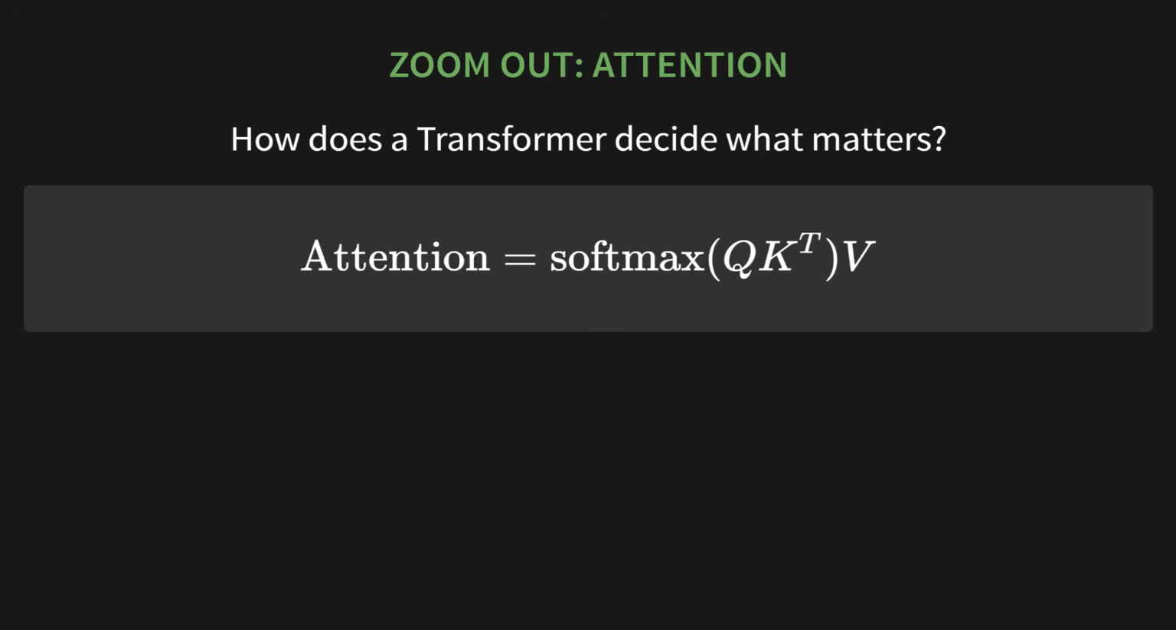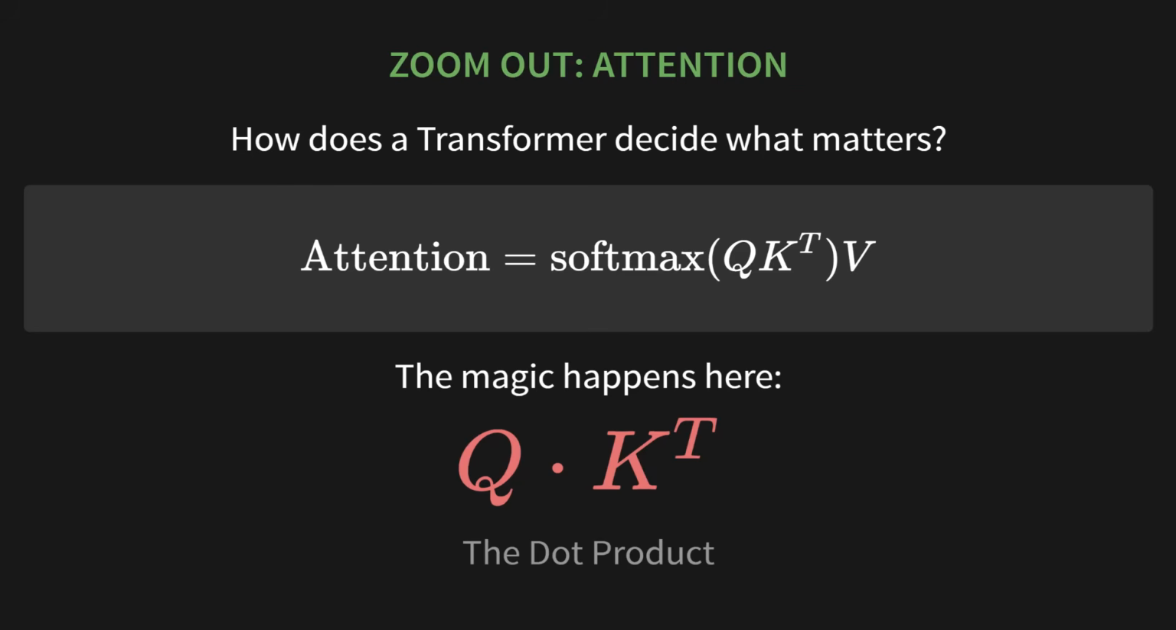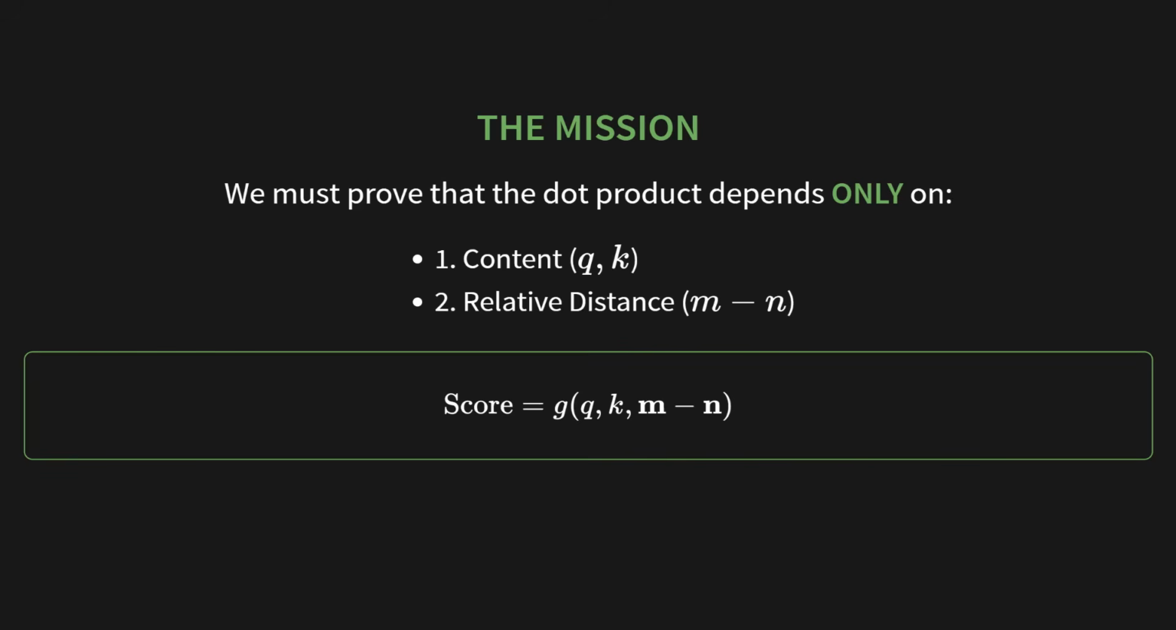So let's zoom out for just a second. How does a transformer decide what matters? It all comes down to the attention formula you see on the screen. Attention equals softmax of Q K transpose times V. But the real magic, the core of the whole thing, happens right there in that Q dot K transpose term. It's all about the dot product. So here's our mission. We must prove that the dot product depends only on two things. First, the original content, the Q and the K vectors. And second, their relative distance, m minus n.